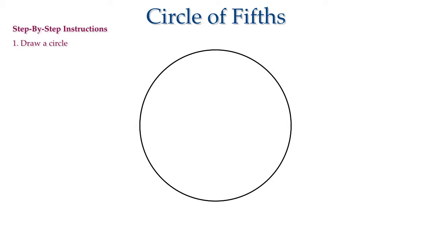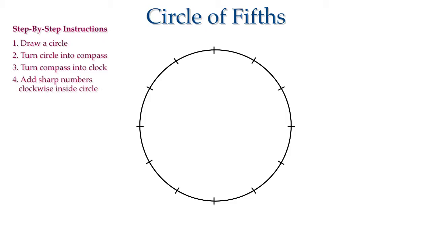First, draw a circle. Second, turn your circle into a compass by marking north, south, west, and east. Next, turn your compass into a clock by adding 2 more marks in between each of the 4 marks you already have.